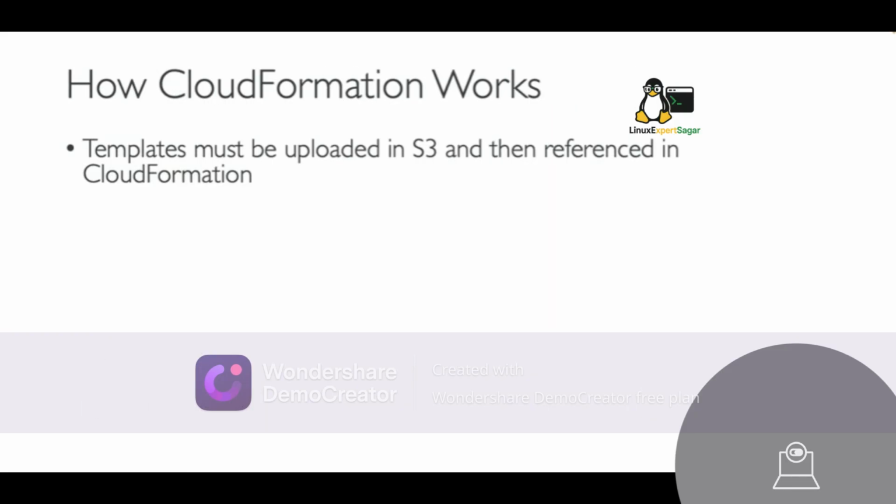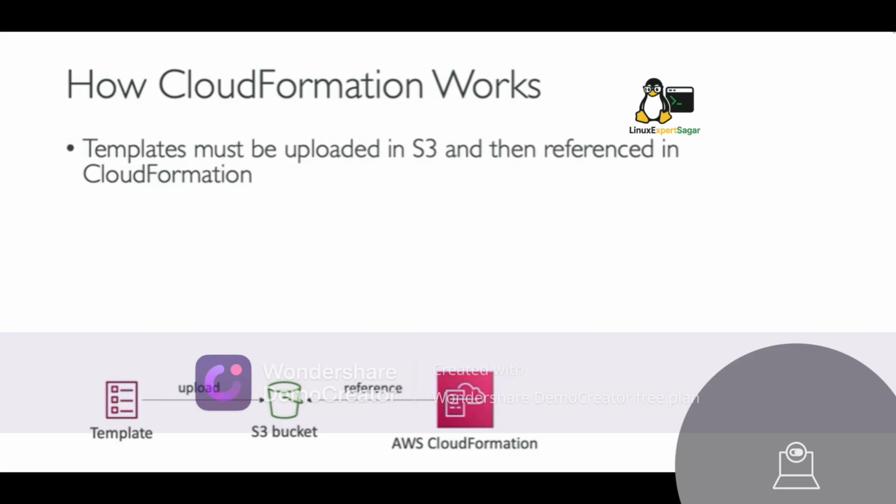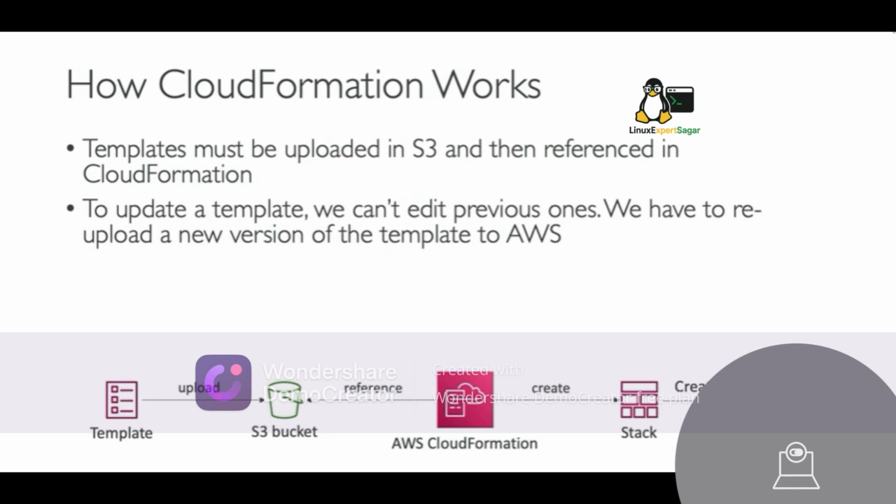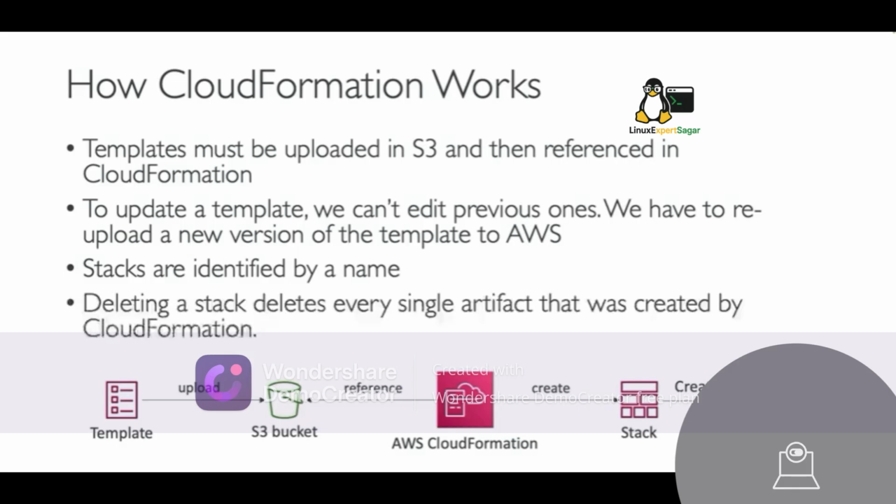Now, how does CloudFormation work? Well, your templates must be uploaded in Amazon S3 and then referenced from CloudFormation. So you upload it, and then from CloudFormation, you reference it, and a stack will be created. And what is a CloudFormation stack? Well, it is made of AWS resources, and it could be any kind of things you can create on AWS. If you wanted to update a template, you cannot edit the previous one. What we have to do is to re-upload a new version of the template to AWS and then update your stack. Now, your stacks are identified by a name within a region. And if you delete a CloudFormation stack, every single artifact and resource that was created by CloudFormation will be deleted.